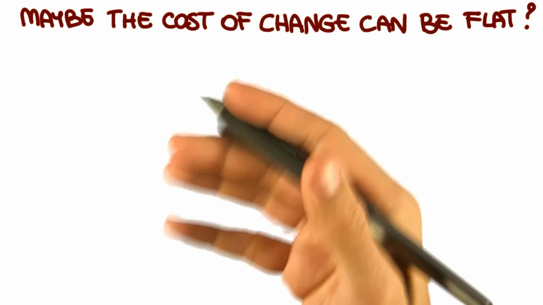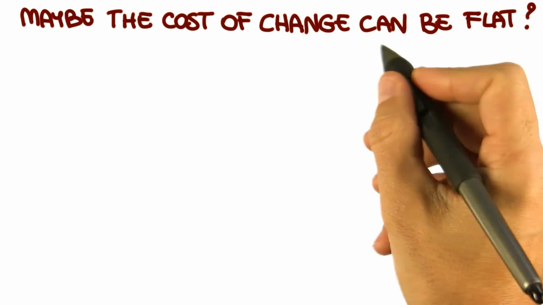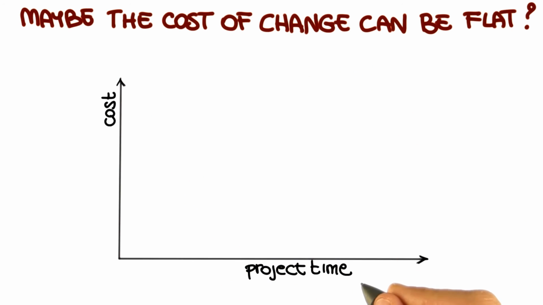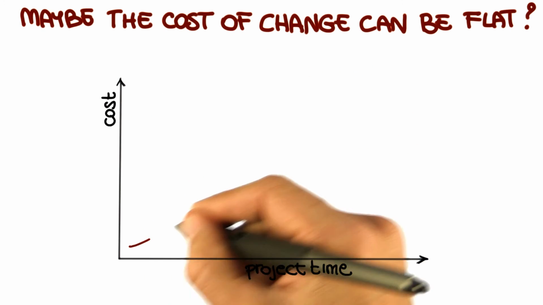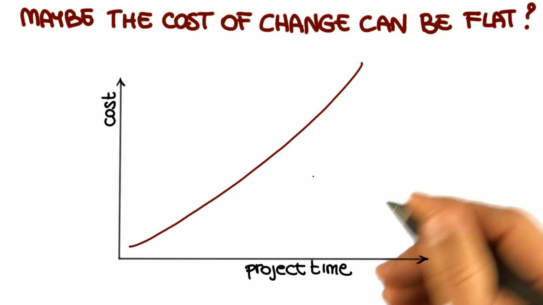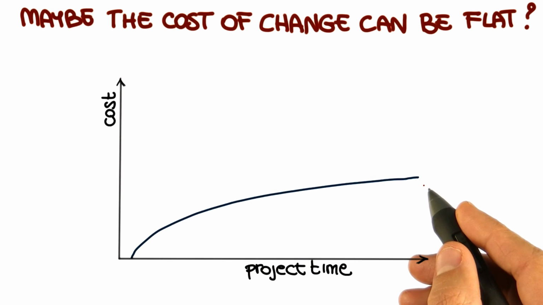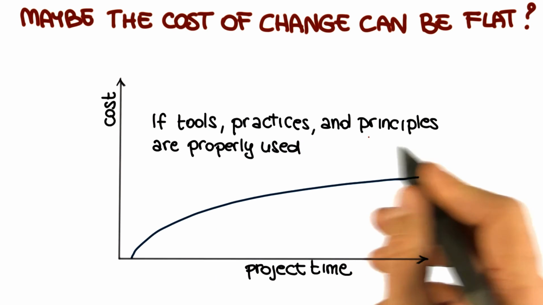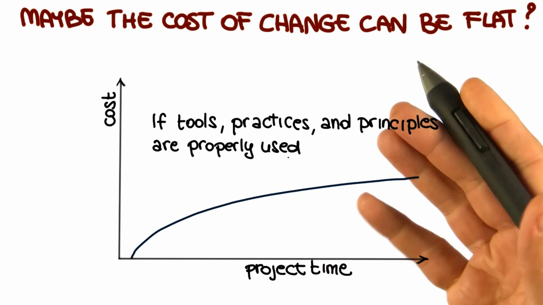So maybe if we take all that into account, the cost of change can be flat. So if we go back to our diagram, the one in which we show the cost with respect to the project time, maybe instead of having this kind of curve, we might have a different kind of curve. Maybe the curve is more like this one. So maybe we can make all of this happen as long as we use tools, practices, and principles in the right way. And we're going to see what that means.